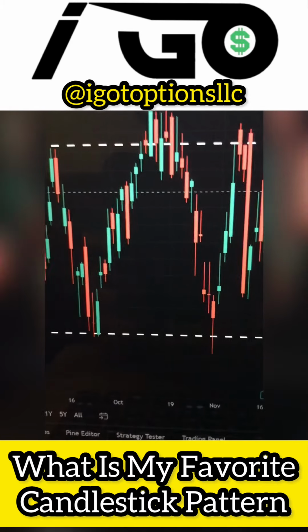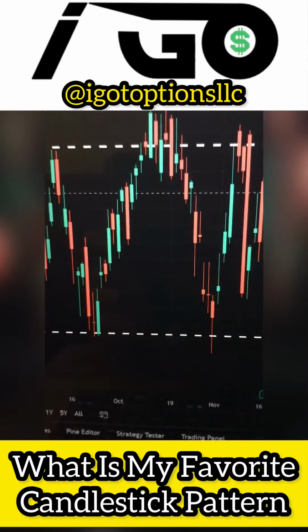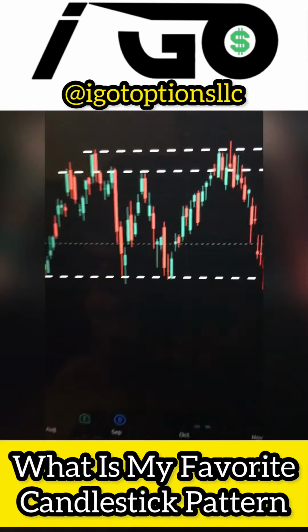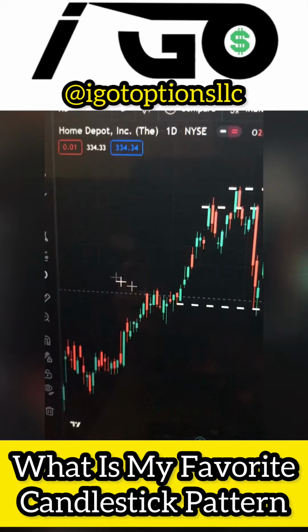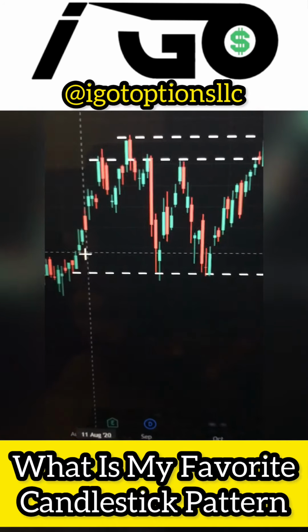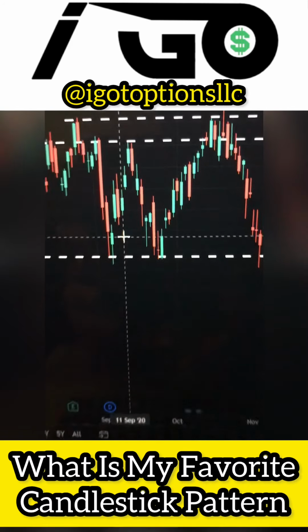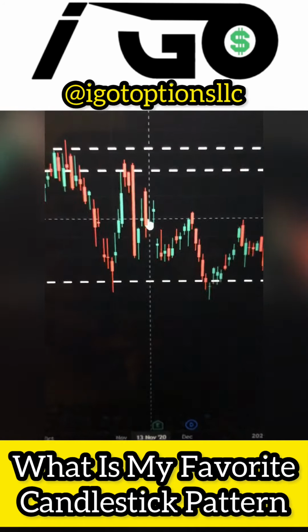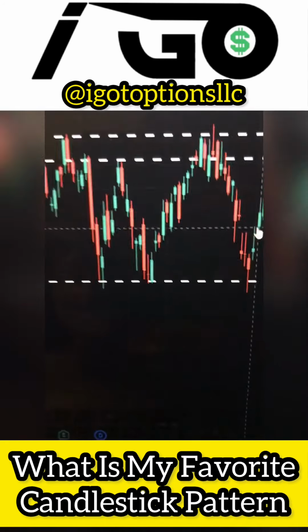In one of my previous videos, I talked about what my favorite chart pattern was, and that was a channel, which is what you see in front of you right now. I have Home Depot up on a daily chart, and we see how this stock was just ranging in between the same support and resistance levels, and it really wasn't going anywhere. So this is what my favorite chart pattern was.